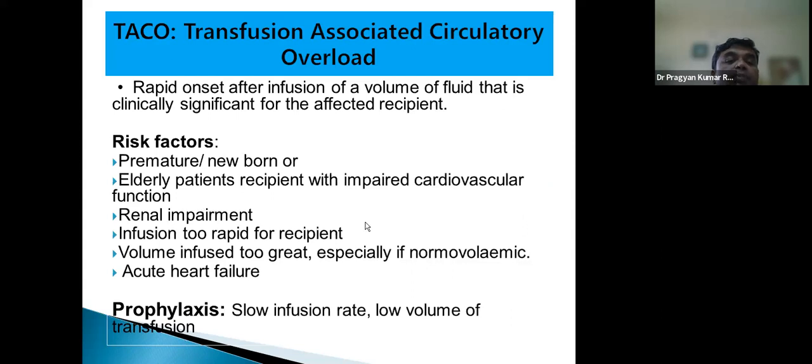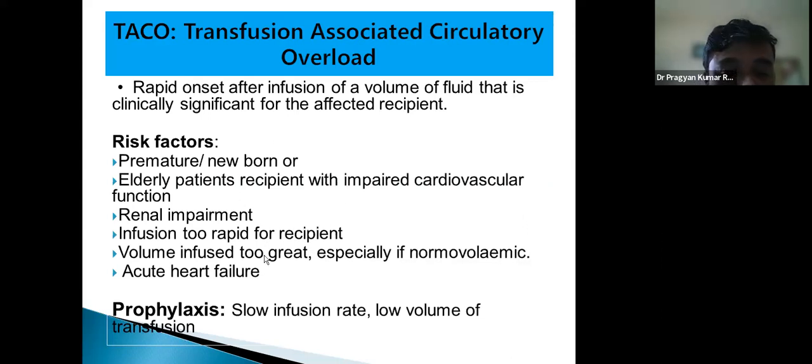If the infusion is too rapid for the recipient, like a 10-year-old who is rapidly transfused within a span of 1 hour, due to some reason or accidentally, that can also cause it. If the volume infused is too great, that is specifically a risk. If the patient is already volume overloaded, you have already given 3 liters of fluid pre-transfusion and you are giving blood, then there's a problem. If there is acute heart failure, where while you are transfusing blood the patient suddenly goes into LV dysfunction due to acute MI, it can also cause it.